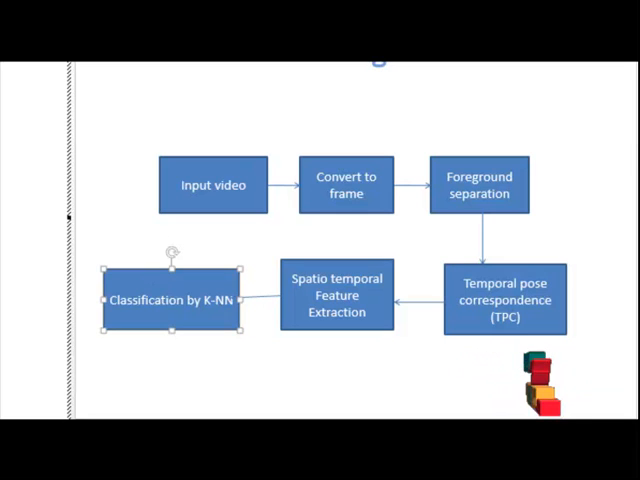In action classification, we use the KNN classifier to predict the result about the action. KNN is a non-parametric method for classifying objects based on closest training examples in the feature space. An object is classified by a majority vote of its neighbors, with the object being assigned to the class most common amongst its nearest neighbors. K is a positive integer, typically small. If K equals 1, then the object is simply assigned to the class of that single nearest neighbor.